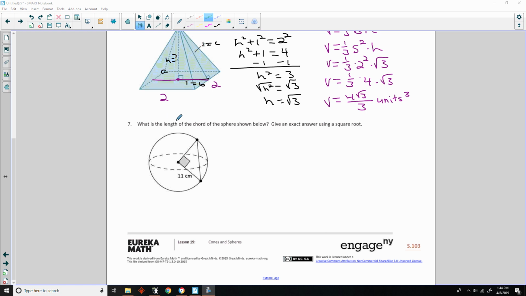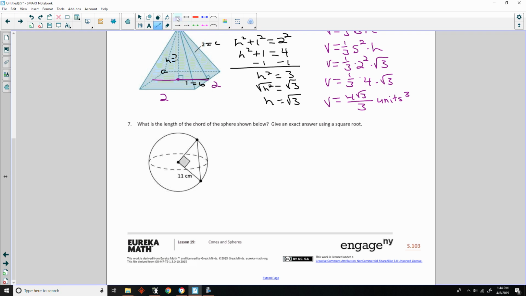Okay, number 7. What is the length of the chord of the sphere shown below? Okay, so for starters, you need to know what a chord is. And no, if we're talking music, then it'd be a group of notes played at the same time. But we're not talking music. A chord, in this case, is a segment where the endpoints both are on the edge of the circle, or the sphere, in this case.